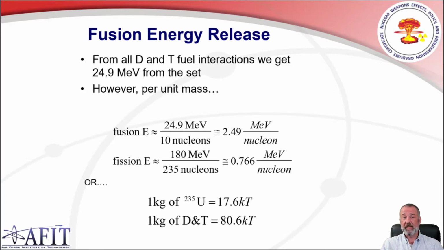So another way to look at this, instead of energy per nucleon, is energy per unit mass. Now, if we take a look at deuterium-tritium, a kilogram of that mixture, if everything inside of it fused, you'd end up with about 80.5 kilotons, and that's a very large energy release. Now compare that to about a 17.5 kiloton release from a kilogram of uranium-235. And you might ask yourself, well, why don't we use deuterium-tritium for weapons instead of this uranium? It's obviously much more powerful, with a much larger energy release.